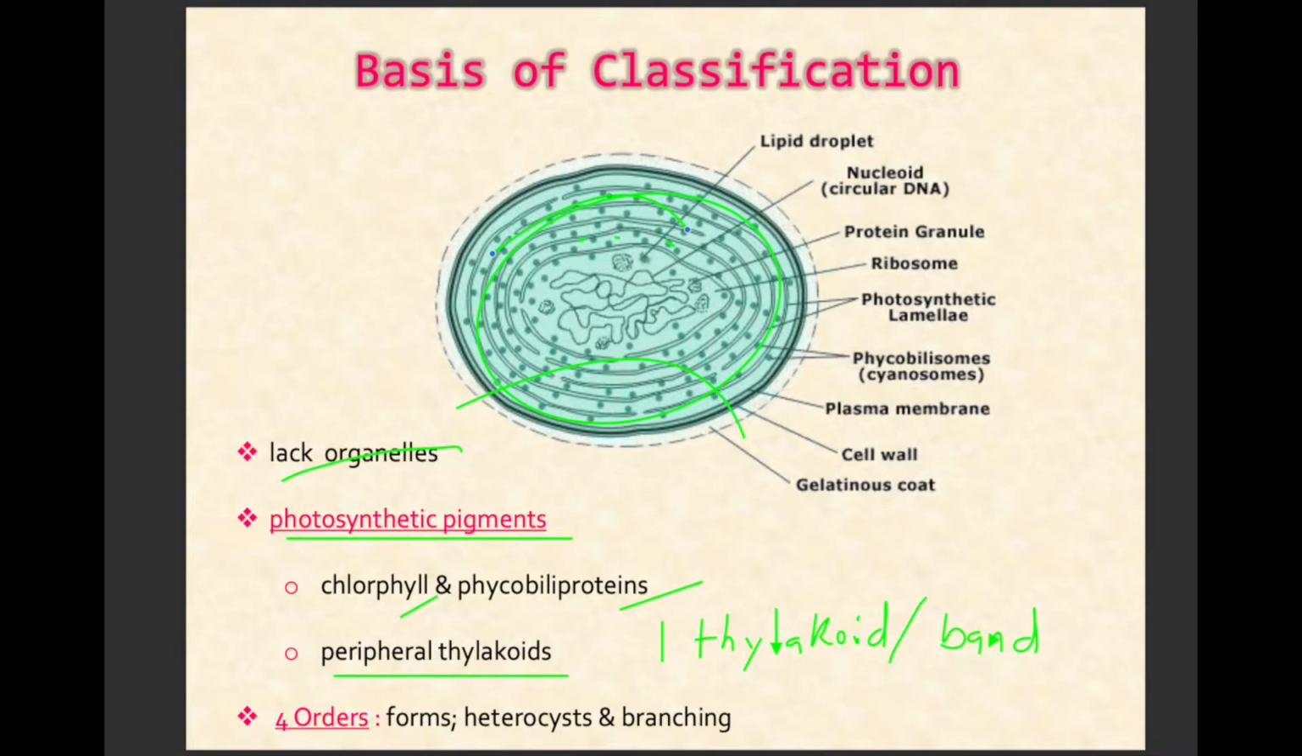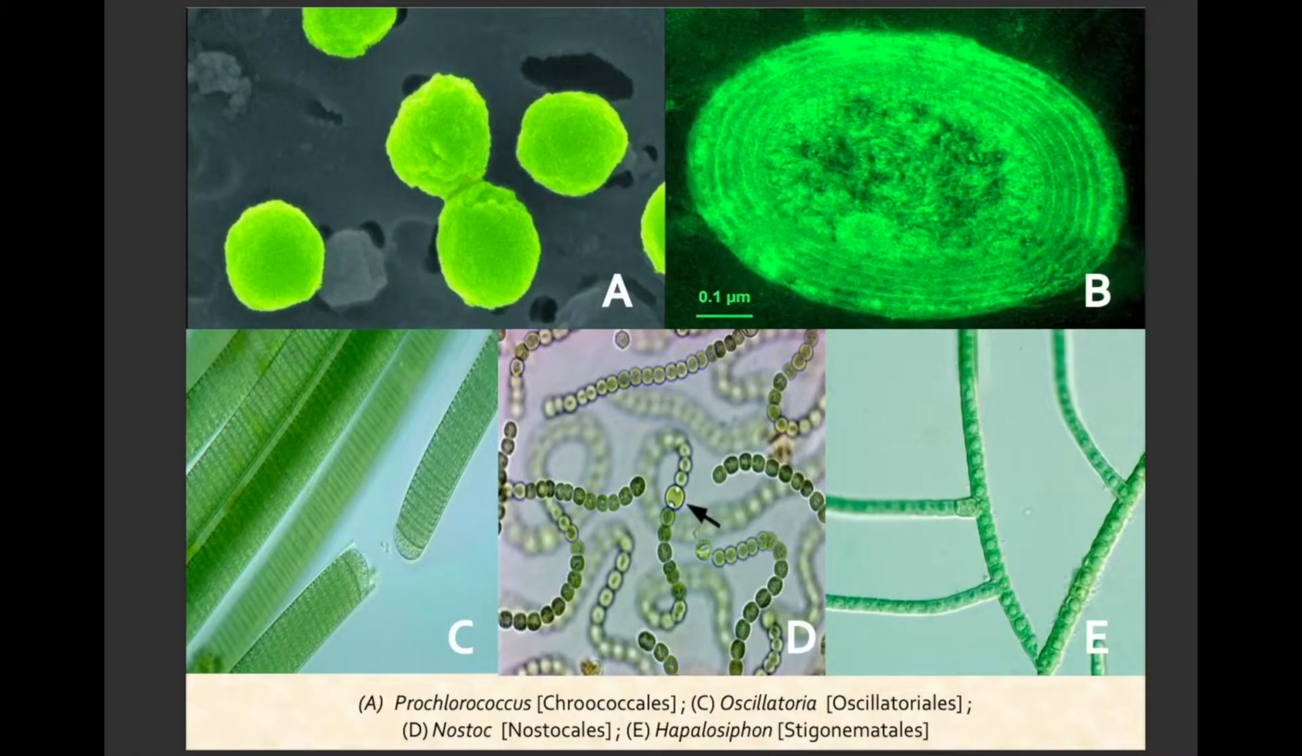So yeah, they also have a gelatinous coat and cell wall. They also have peptidoglycan layers right there. There are four orders here, with different forms. Let's move on to that: the Chroococcales, the Oscillatoriales, the Nostocales, and the Stigonematales. So those are the four groups with different varying forms.